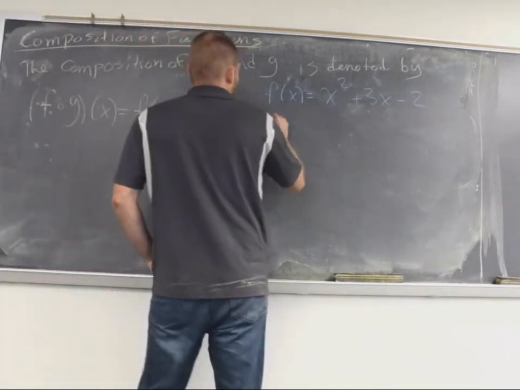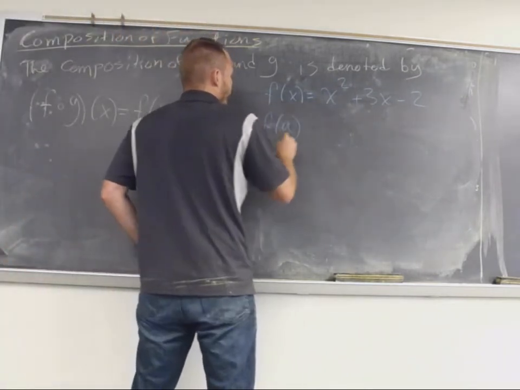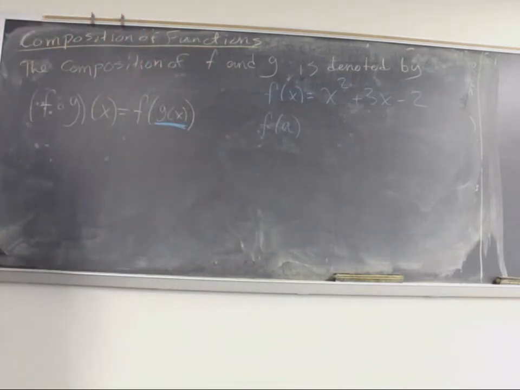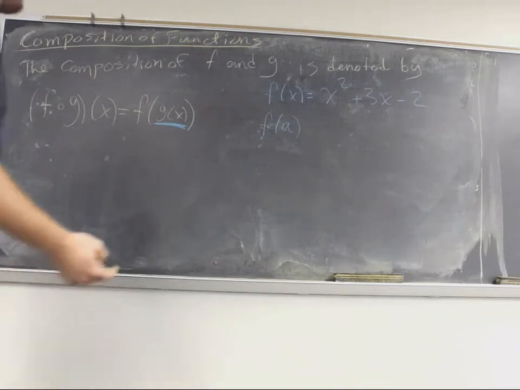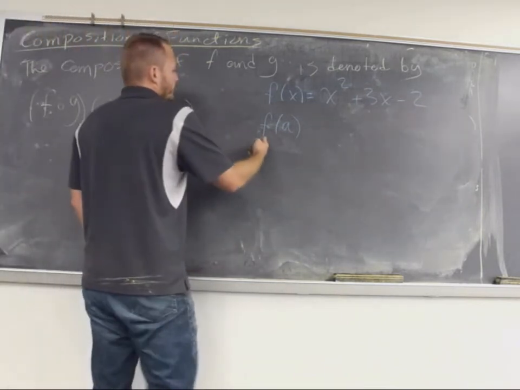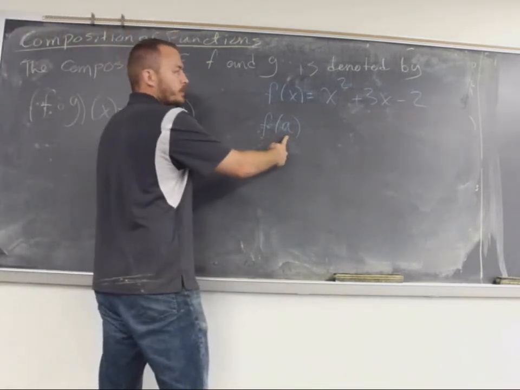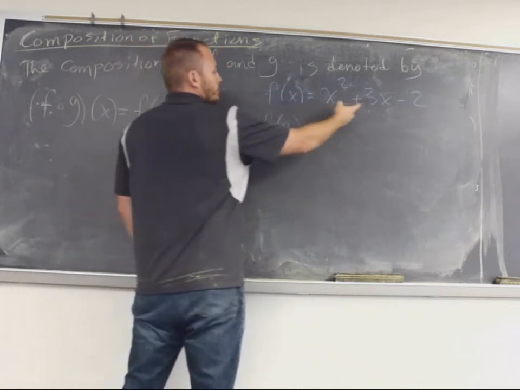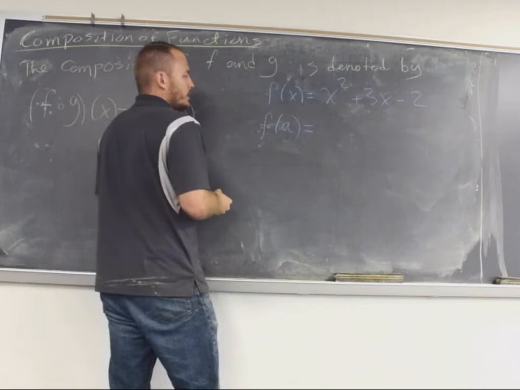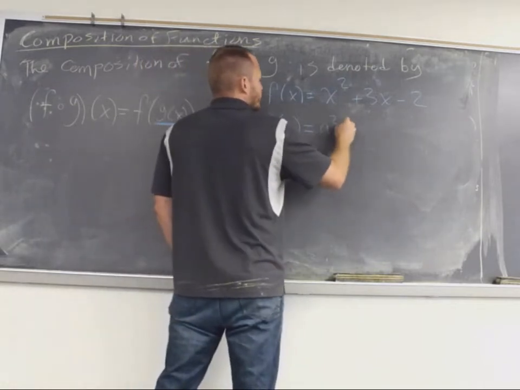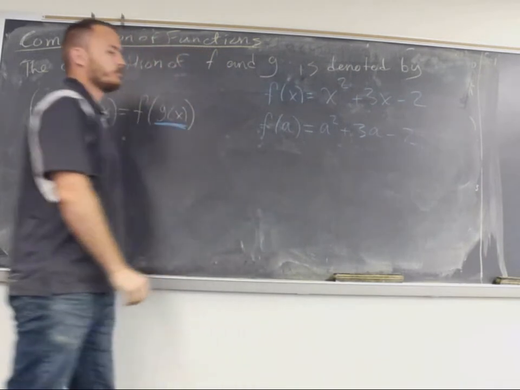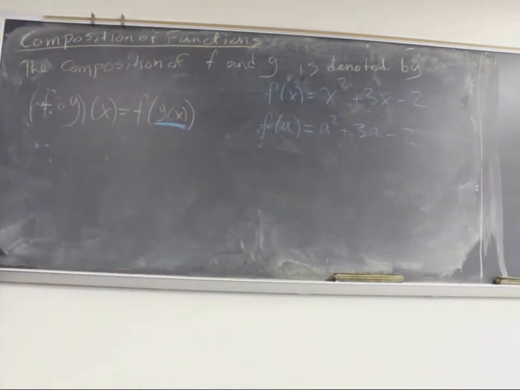So let's say I want to know what f of a is. Tell me what that's saying. That's saying take the f function and plug a into it. So everywhere there's an x, I'm just replacing it with a. So I get a squared plus 3a minus 2. So far, so good.